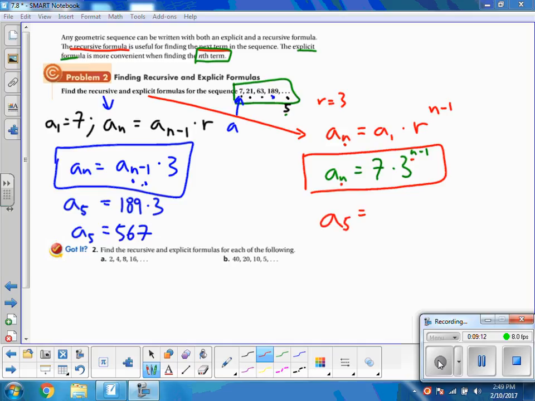Again, that's not an exponent. That's the word I'm looking for. It's not an exponent, it's just a subscript. It's just talking to me.